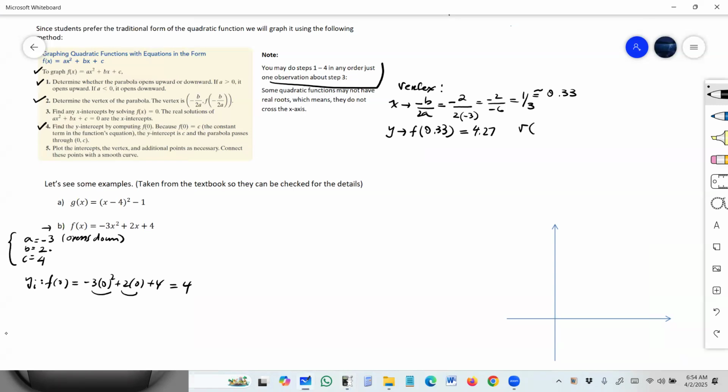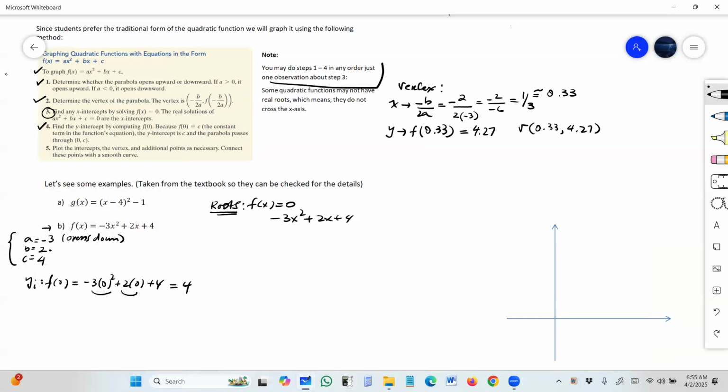So our vertex, and notice it's a weird number, and that's perfectly okay, because we cannot factor this, as you'll see in a minute. So I was able to find the vertex. And now the last thing to find is the roots. I don't know if there's one or two. So to find the roots, I have to solve the equation: -3x squared plus 2x plus 4 equals 0.